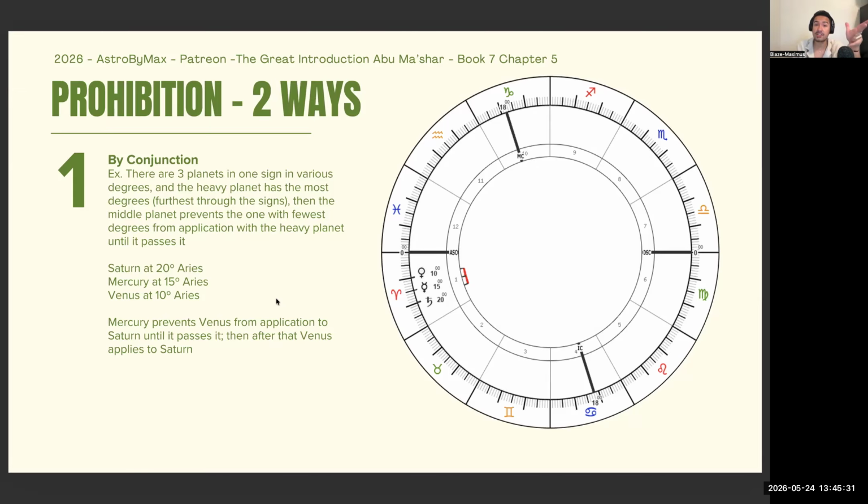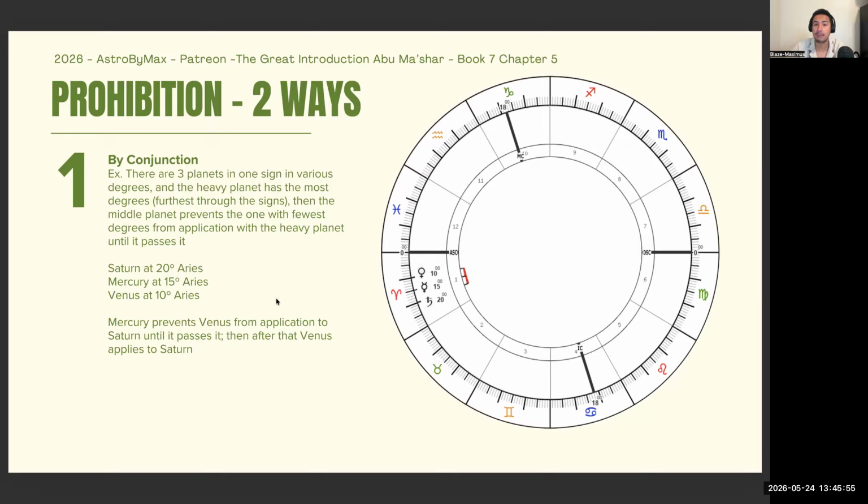And technically that conjunction is forming. But Mercury is at 15 Aries. And so because Mercury has gotten in between Venus and Saturn, Mercury is preventing Venus from going to Saturn and is blocking Venus from going to Saturn until Mercury passes Saturn. Because remember, Mercury is the faster one in this case.